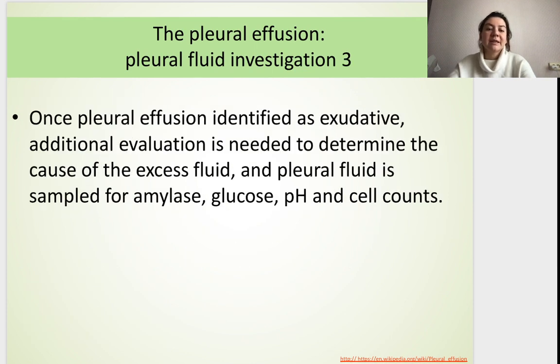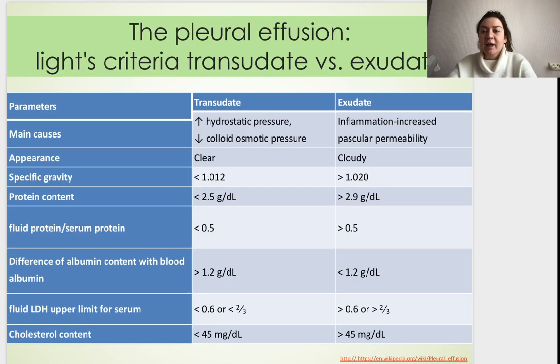Once pleural effusion is identified as exudative, additional evaluation is needed to determine the cause of the exudative fluid. The pleural fluid is sampled for amylase, glucose, pH, and cell count, what we told in the previous slide. And here is a table with comparison of exudate and transudate. Hope you know all about it. You learned it in pathophysiology. Let's make the main points one more time here.